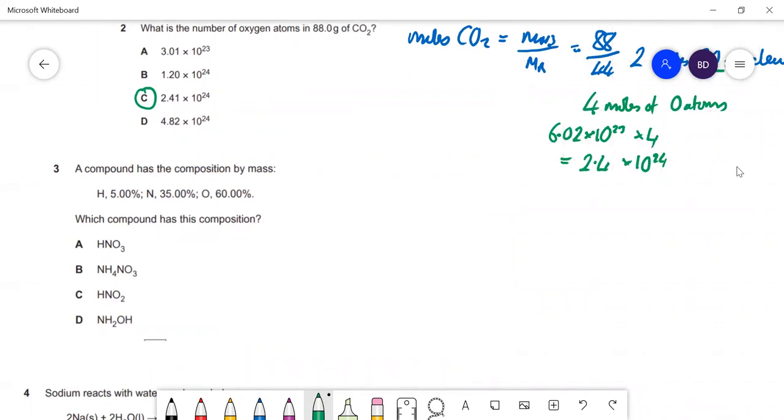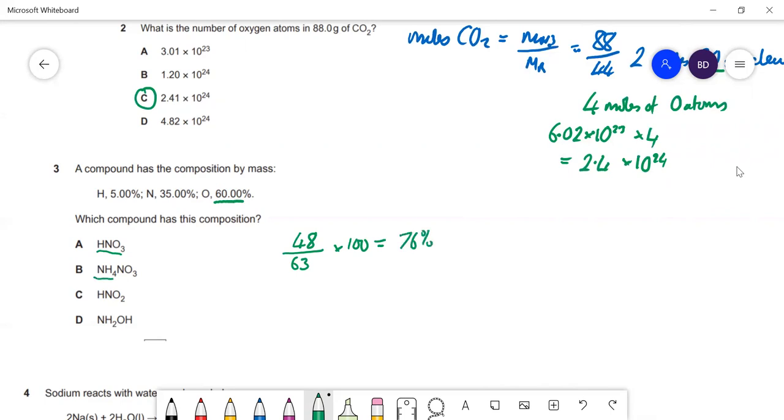Right, now a compound has a composition by mass of that. We could work out the empirical formula, but we've got to be quick when doing multiple choice. So I think we'll just home in on the oxygen and see what the percentage of oxygen is in each of those compounds. In nitric acid, we've got 3 times 16, the MR of oxygen, so that's 48, over the MR of nitric acid, which is 63, times 100. That gives about 76%, so it's not that one.